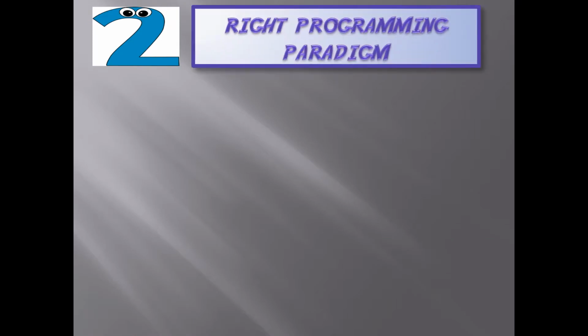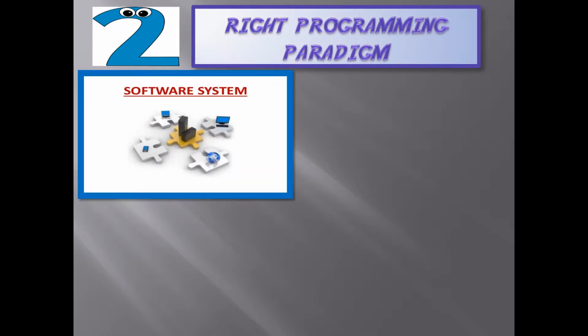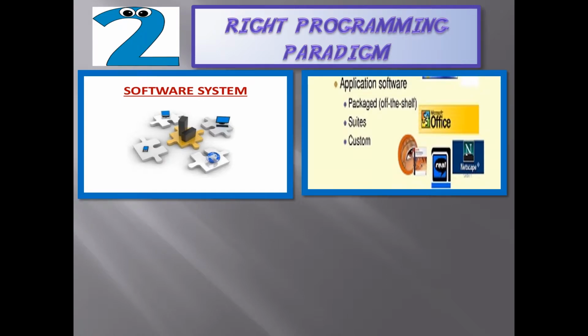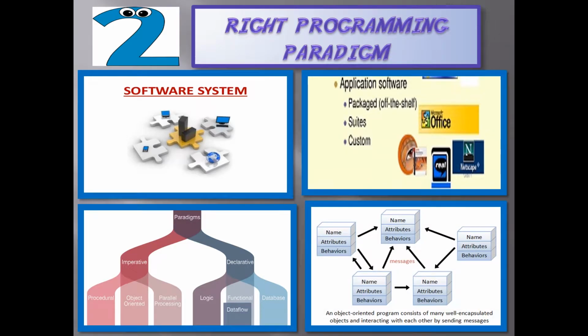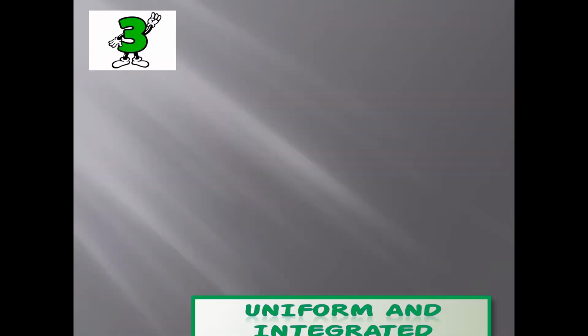Number 2. Choose the right programming paradigm. A programming paradigm describes the structure of the software system. Depending on the nature and type of application, different programming paradigms such as procedure-oriented, object-oriented, and prototyping paradigms can be used. Number 3. Software design should be uniform and integrated.